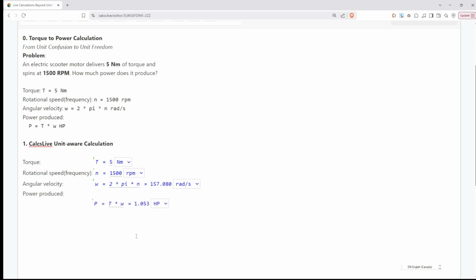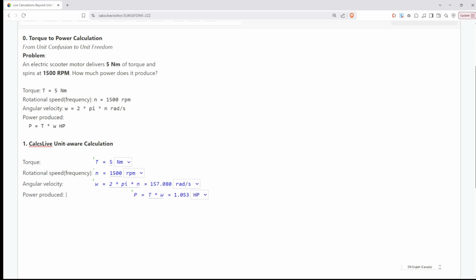It really does. It lets you, as we said, have unit freedom. You can just think in physics. You focus on P = T × ω and let the system handle the unit bookkeeping. Turning what feels complex into a clean, reusable approach you can apply to any rotating machine you encounter.